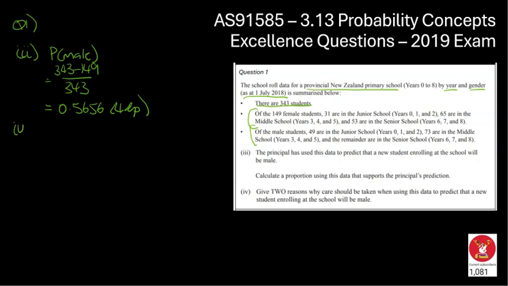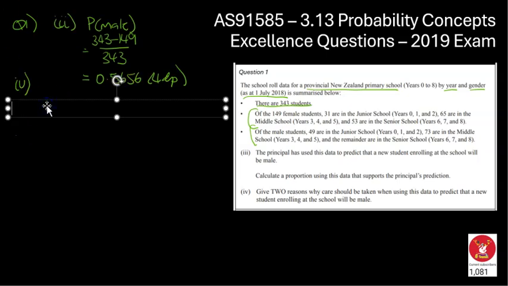So that's Triple I. Now we're going to move on to IV, which is where the Excellence mark comes from. Give two reasons why care should be taken when using the data to predict new students enrolling at the school will be male. So we made the prediction here. So why should we hesitate in using all the information above as a reliable estimate? We're going to get into the question.